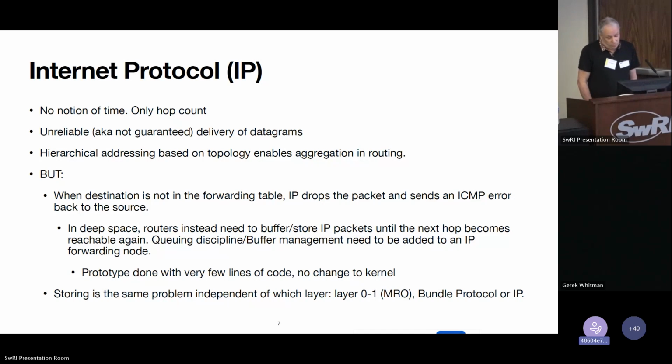In deep space, those routers or relays need to instead buffer or store the IP packets until the next hop becomes reachable again. So this is a kind of queuing discipline or buffer management that needs to be added to an IP forwarding node. We did a prototype to verify that, about 200 lines of C code, with no change to the kernel.